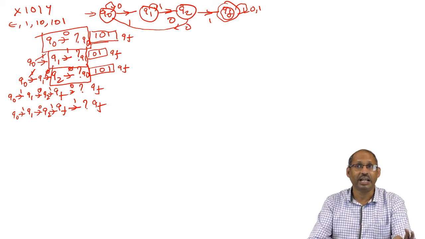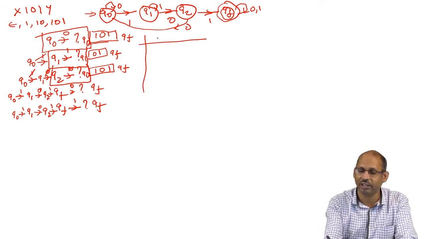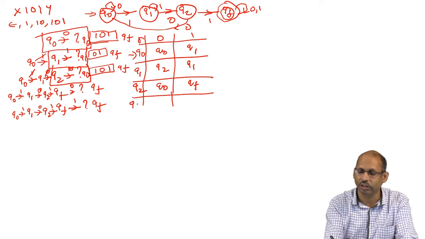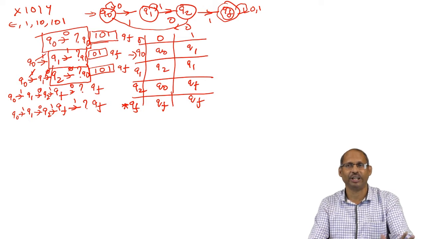Now this is the transition diagram. From the transition diagram we can write our transition table. Q0 is the initial state. On 0, Q0. On 1, Q1. Q1 on 0, Q2. On 1, Q1. Q2 on 0, Q0. Q2 on 1, QF. Then QF is a final state. On 0 it is QF only. On 1 it is QF only. So this is the transition table.